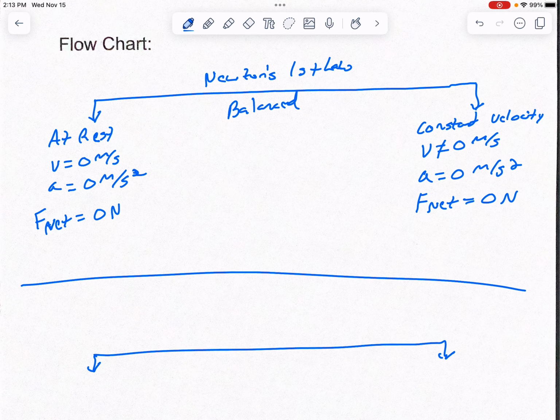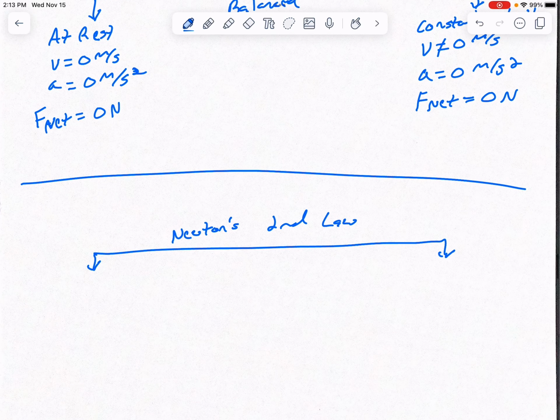Or not type 2, Newton's second law. Sorry, I went back to projectiles there for a second. So Newton's second law. This is when everything is unbalanced. That means we have a net force that's not equal to 0. So F net does not equal 0 newtons.